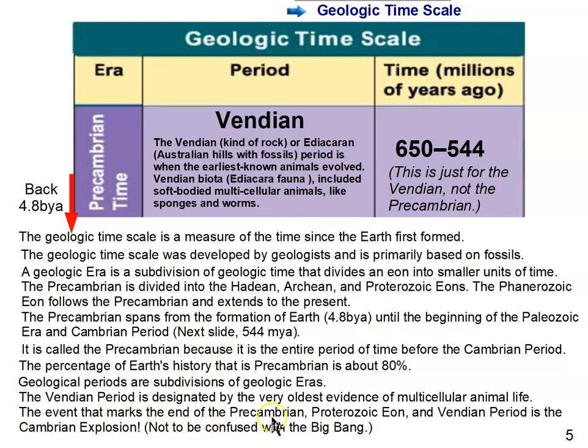The event that marks the end of the Precambrian or the Proterozoic eon or the Vendian period is the Cambrian explosion. They call it the Cambrian explosion because there's this sudden appearance in the fossil record of animal life. But that's not to be confused with the Big Bang. The Cambrian explosion and the Big Bang are two completely different things. The Big Bang is the beginning of the existence of the universe, about 15 billion years ago. The Cambrian explosion is the sudden appearance of animal life in the fossil record that happened about 544 million years ago. So don't confuse those two concepts.